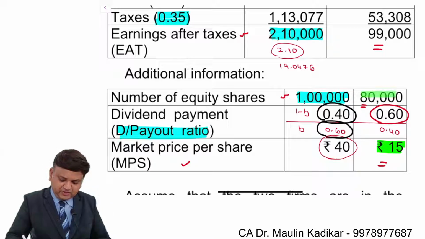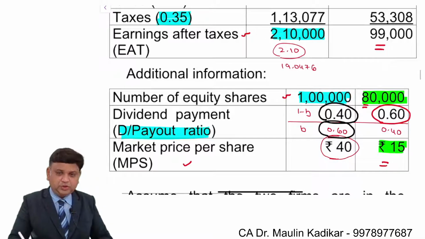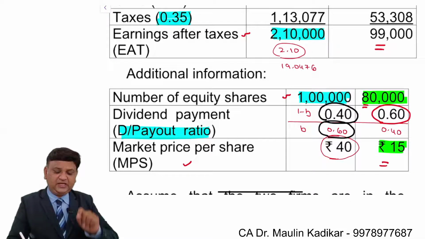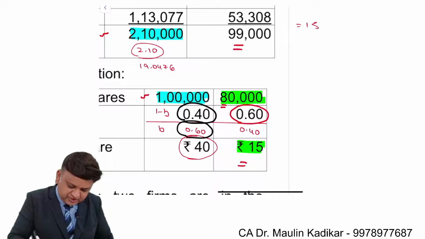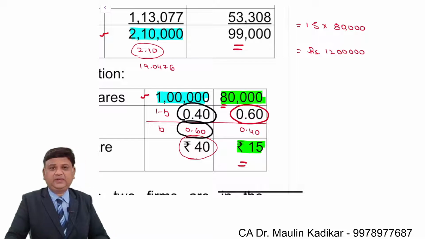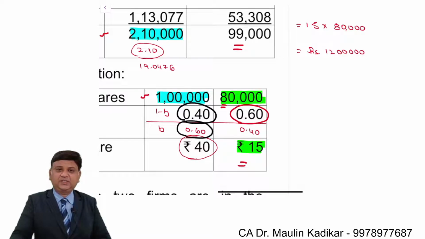There are 80,000 shares. So the present market value of T Limited is 15 rupees per share into 80,000. That is an amount of rupees 12 lakhs. So the target company will not accept any consideration which is less than 12 lakhs. That's very much clear.